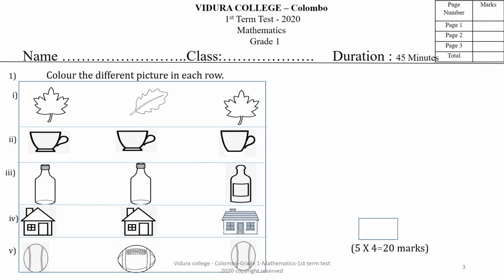Shall we start? Okay. Keep your finger on Roman number 1. In this line, there are some leaves and one is different. Now color the different picture. Start. Okay. Shall we go to the second one? Right. Keep the finger on Roman number 2.